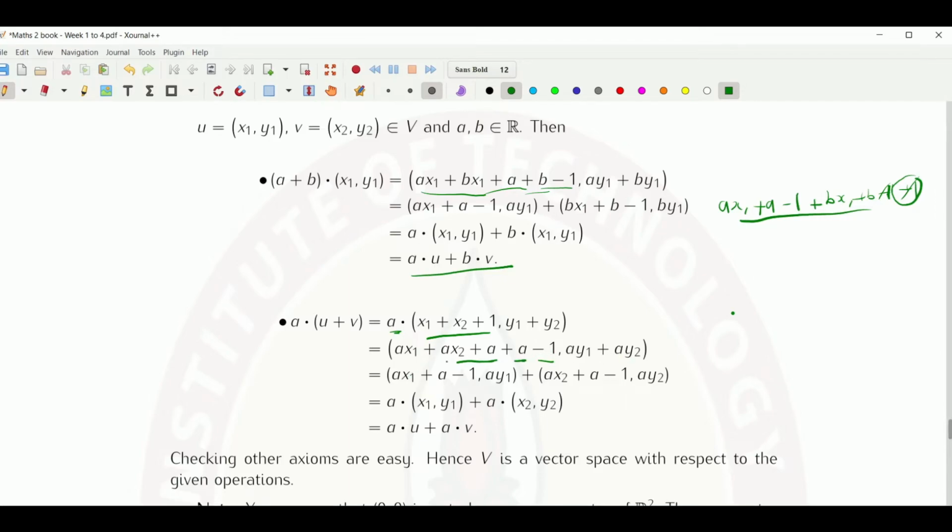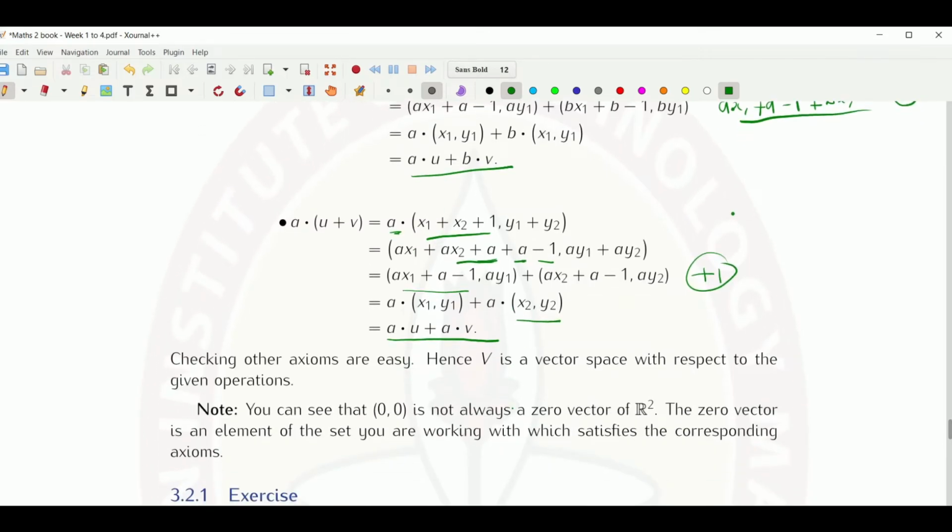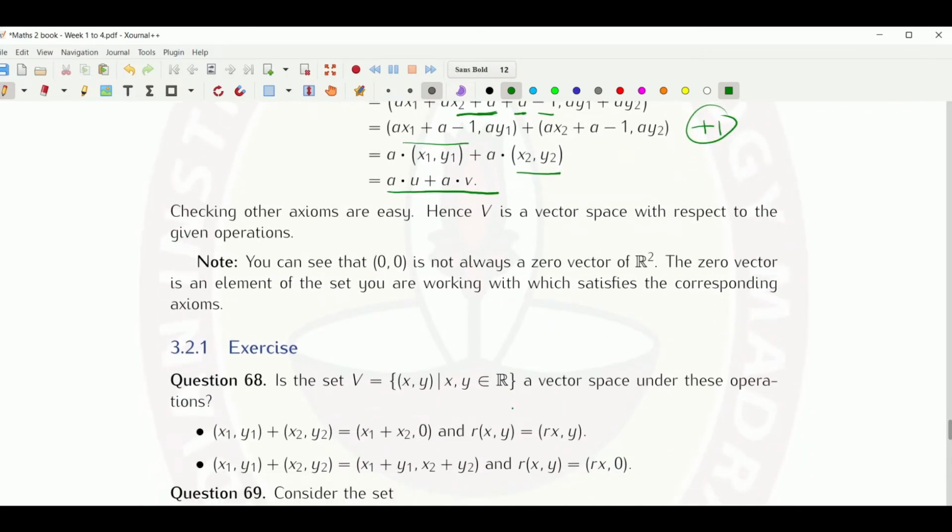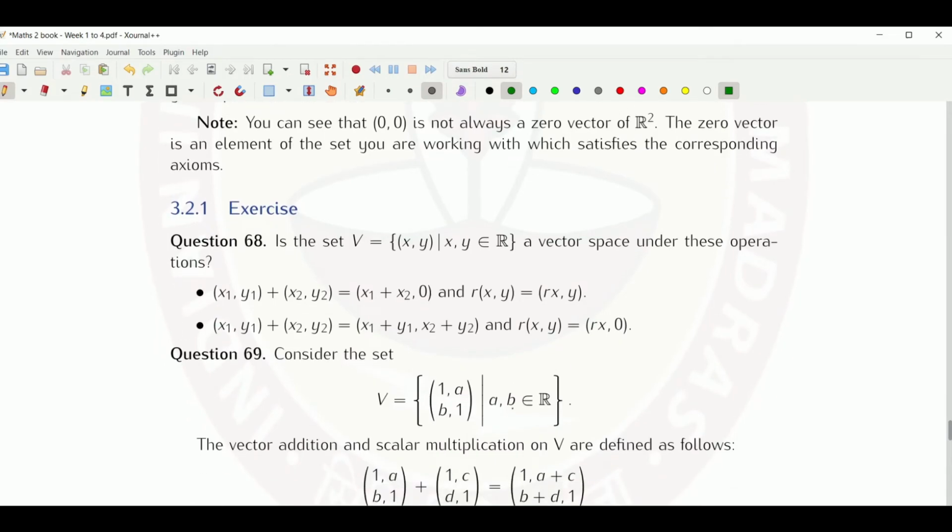So take (ax1 plus a minus 1, ay1) plus (ax2 plus a minus 1, ay2), because when we add, we get plus 1 extra and it will cancel this minus 1. So the first one will become a dot (x1, y1) plus a dot (x2, y2). So a dot u plus a dot v. Checking other axioms is easy, hence V is a vector space with respect to the given operations. Okay.